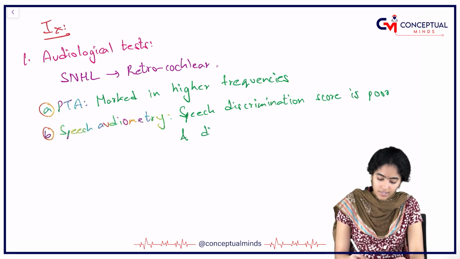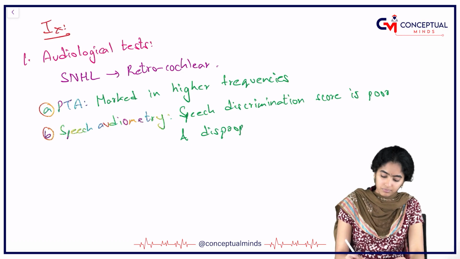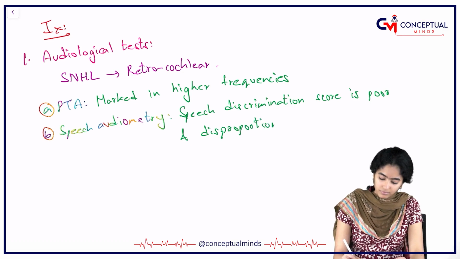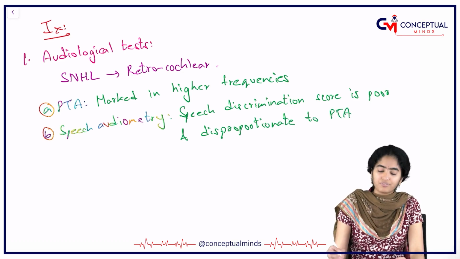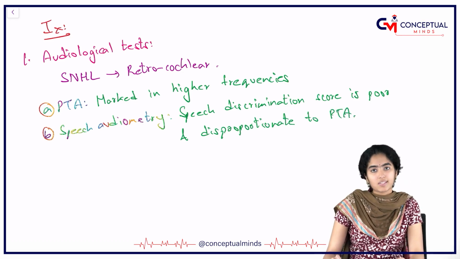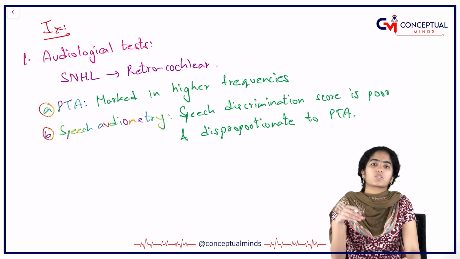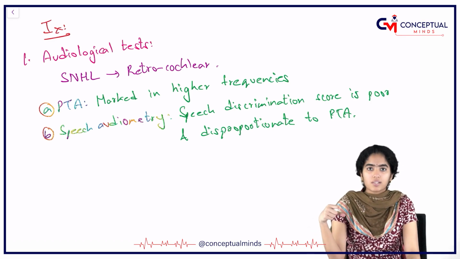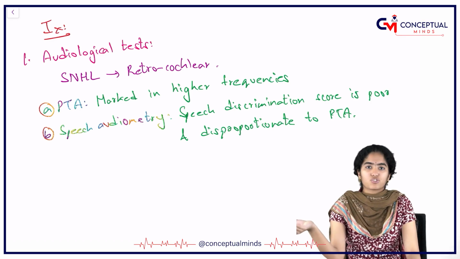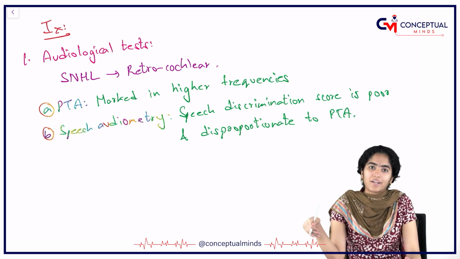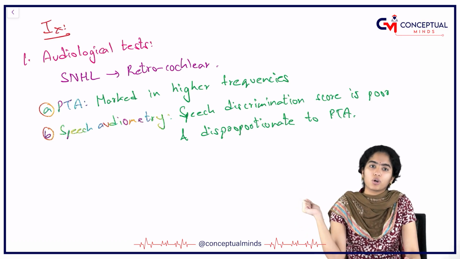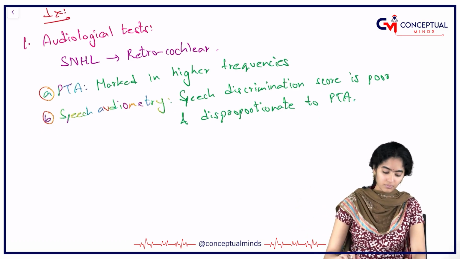and disproportionate to the pure tone audiometry findings. What do I mean by this? Suppose a person is experiencing 40 decibels hearing loss. We expect the speech discrimination score to be at a certain level. Now in these patients, it is worse than what is expected, poorer than what is expected. So we say it is disproportionate to pure tone audiometry results.